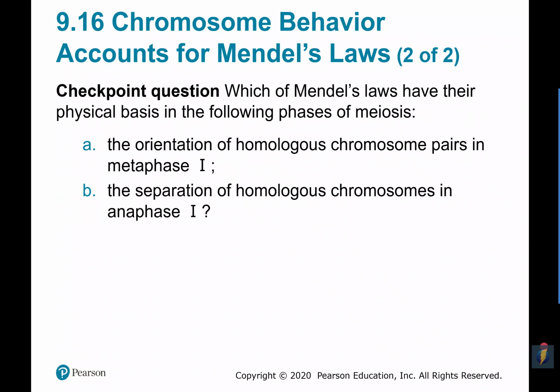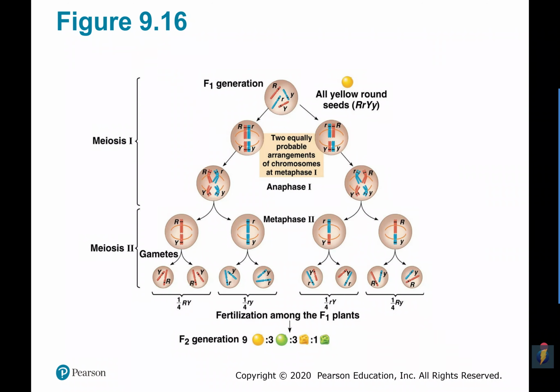So for instance, when the homologous chromosome pairs line up along the metaphase plate during metaphase 1, it's very random, right? That leads us to the law of independent assortment in terms of Mendel's laws. And then when the homologous chromosomes separate during anaphase 1 in the first part of meiosis, that is the law of segregation. And so it is our chromosome behavior that really leads to how traits are inherited.